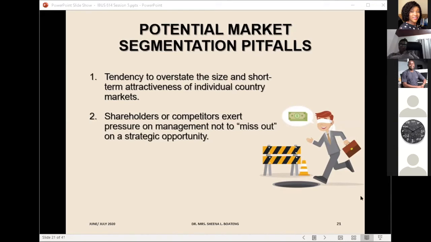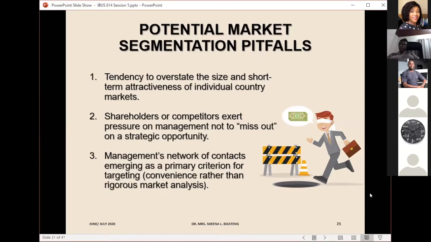Okay. So third, we can also talk about management's network of contacts emerging as a primary criterion for targeting, right? So they rather go for convenience rather than rigorous market analysis. And again, this goes back to what we discussed in our last session. Market research, which is properly done, can never be overemphasized.